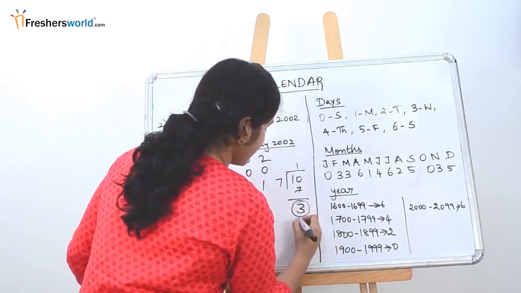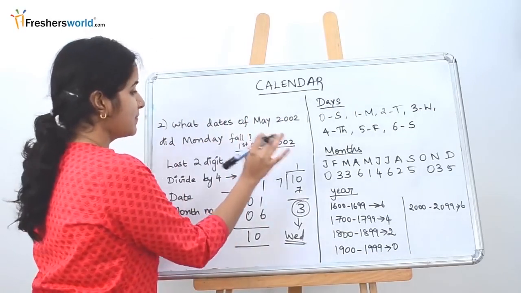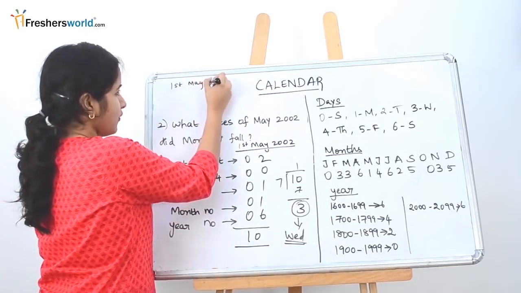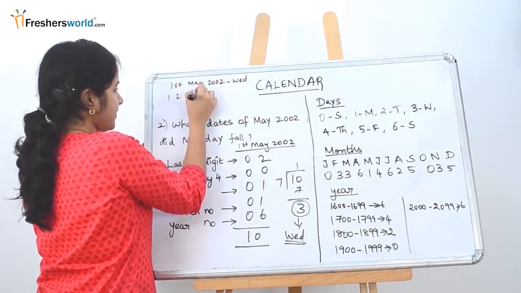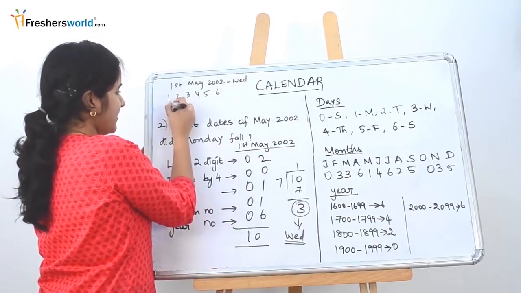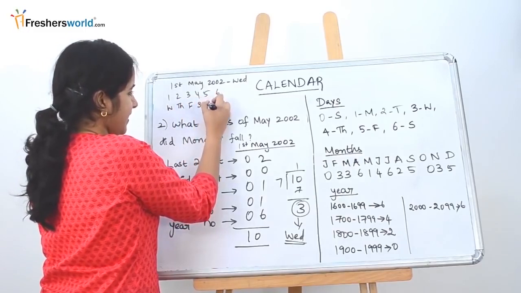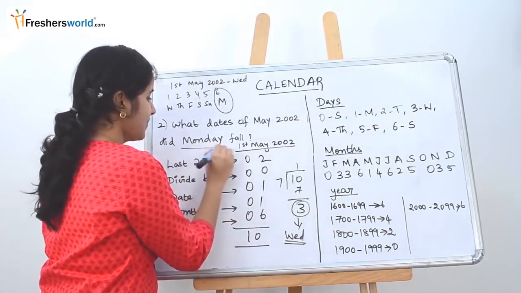So the remainder is 3. So 3 is nothing but, we know, Wednesday. So 1st May 2002 falls on a Wednesday. So 1st, 2nd, 3rd, 4th, 5th, 6th, for example. 1st falls on a Wednesday, 2nd is on Thursday, 3rd is on Friday, then Saturday, Sunday, and 6th is on Monday. So the question they have asked for is Monday.